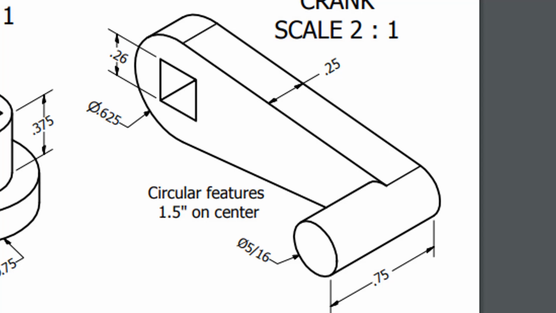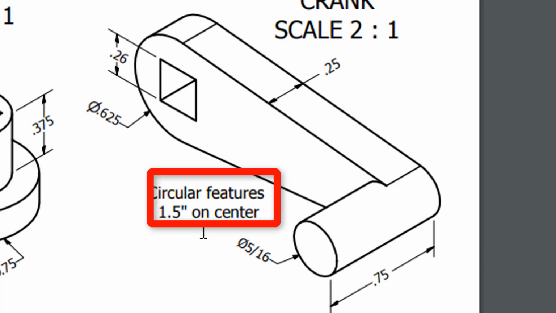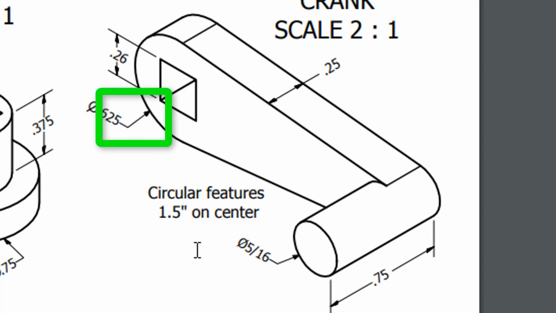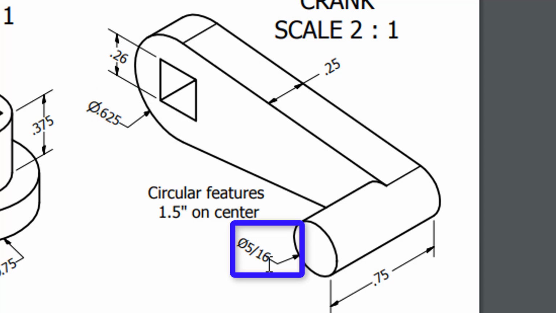Alright, so today we're going to go ahead and create the crank here. The crank's a fairly simple part to create. It's two circles, two tangent lines between them, a center-to-center distance between them, and a horizontal constraint. So as you can see here on the crank, the circular features are 1.5 inches from center to center. We have a 5/8 diameter circle on one end and a 5/16 diameter circle on the other end.